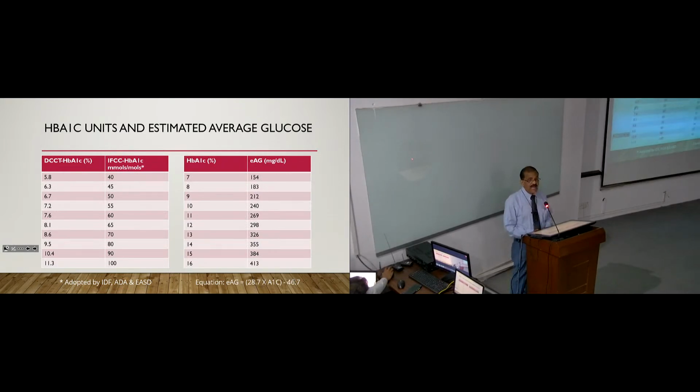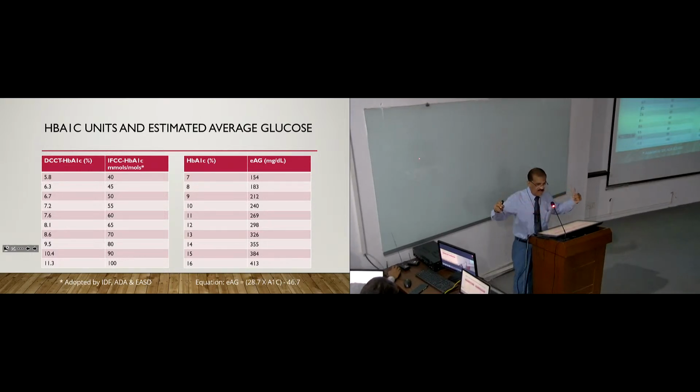Now you can actually calculate the average glucose. On the right column we have EAG. EAG is estimated average glucose from HbA1c, right? So if you have somebody's HbA1c, you can have an idea of the average glucose in that patient over that period of time. Why this conversion?